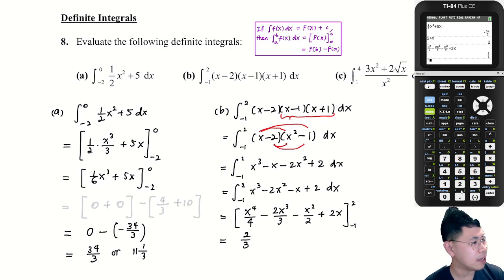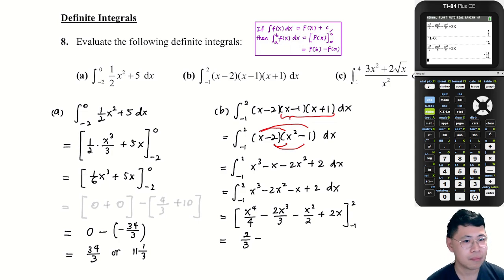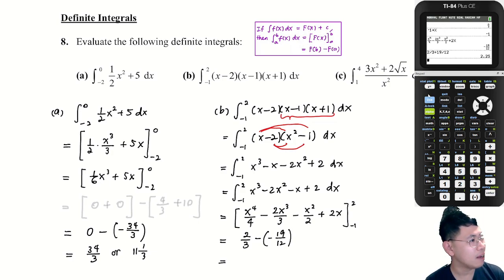Second value, I will put negative 1 store into the x. Quickly go up, back to our history, copy, enter. Second value, negative 19 over 12. Now the next thing we need to do is take 2 over 3 minus 19 over 12. Okay, enter. I will get 2.25, or I can rewrite this.